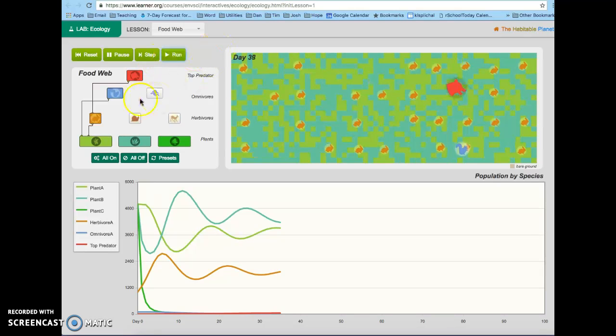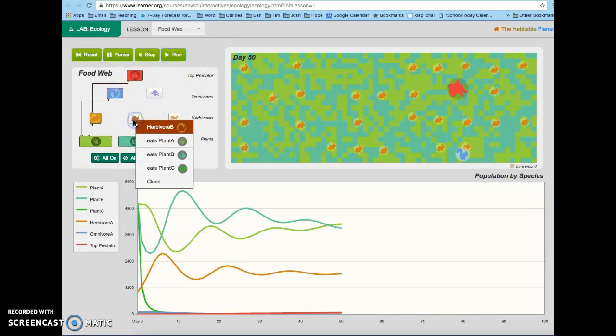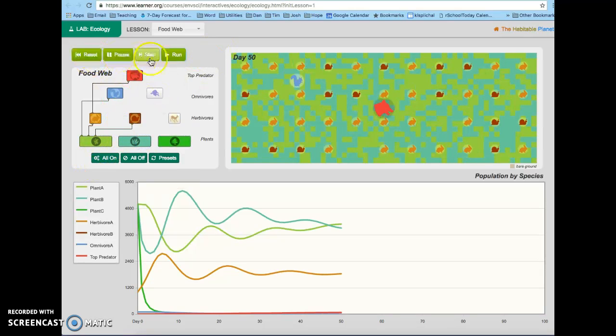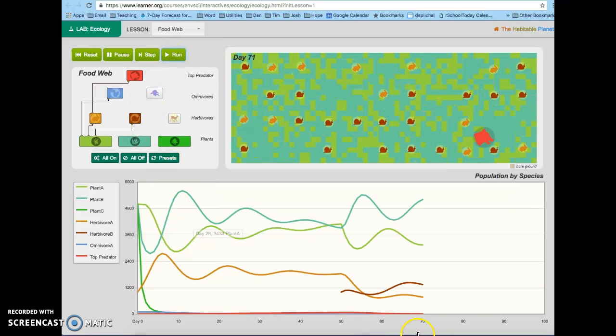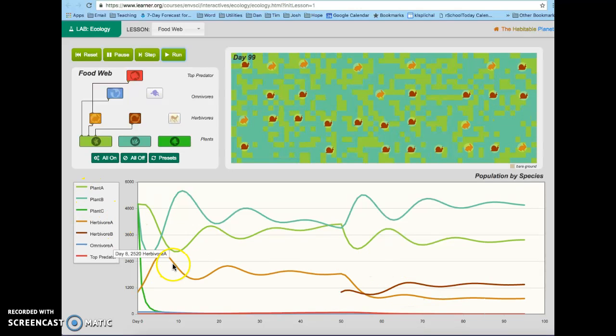So the kids can play with this and they can see how by making these connections, they can dramatically alter the ecosystem. And what's cool with this is each one of these provides a graph where it shows the increase or decrease in population.